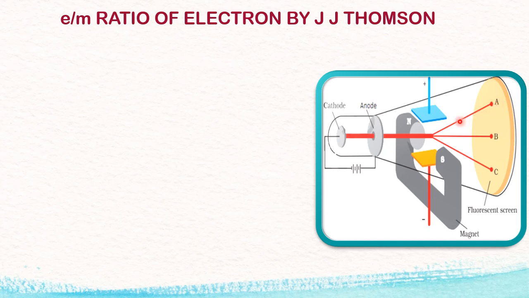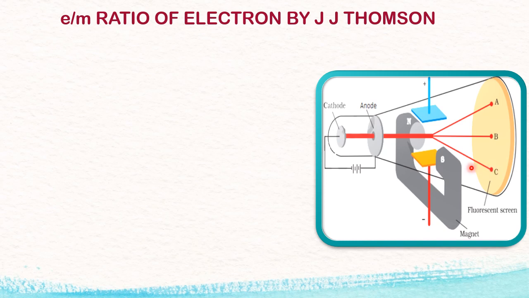Now he removed the electric field. He applied the magnetic field by bringing a strong electromagnet, and he noticed that cathode rays are deflected even by the magnetic field, and he saw the deflection this side. So the spot was seen at point C.